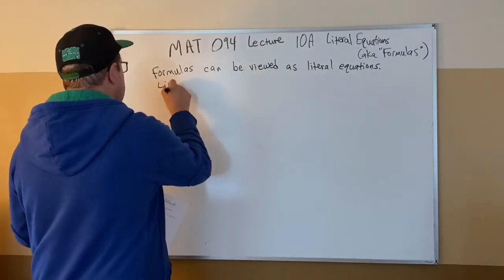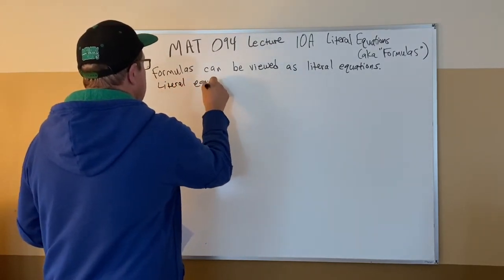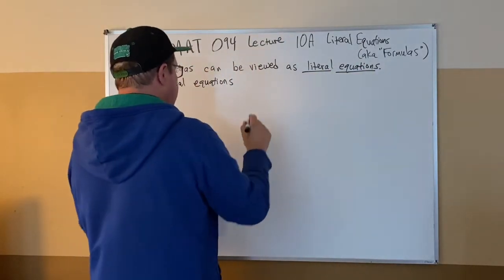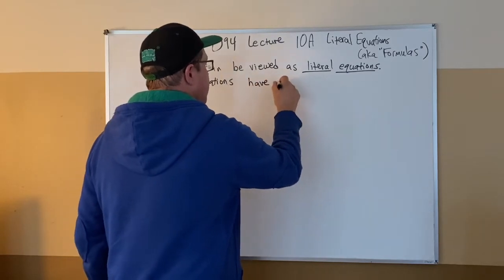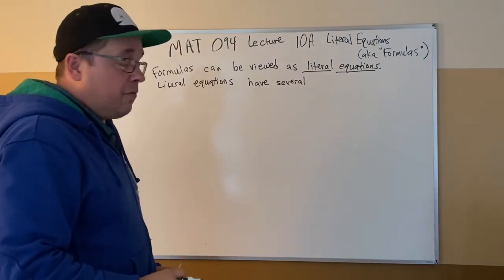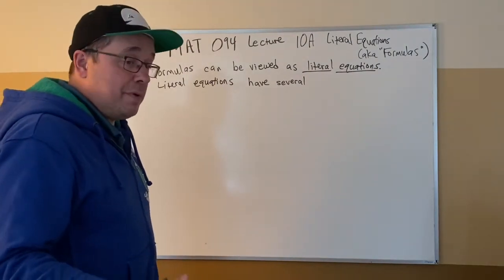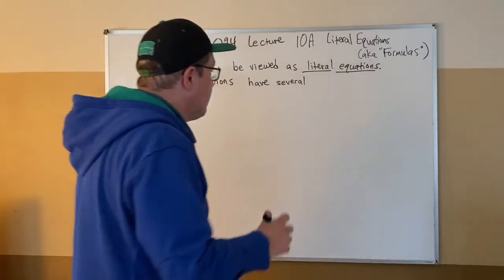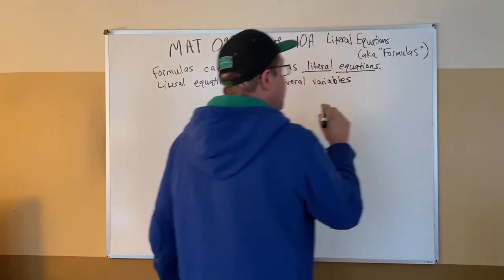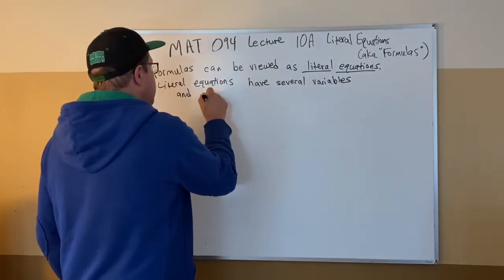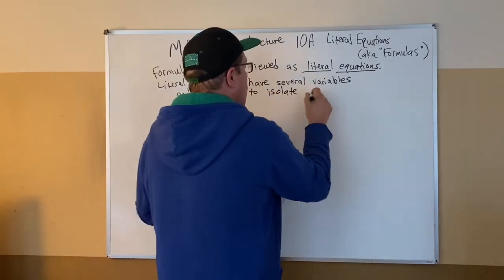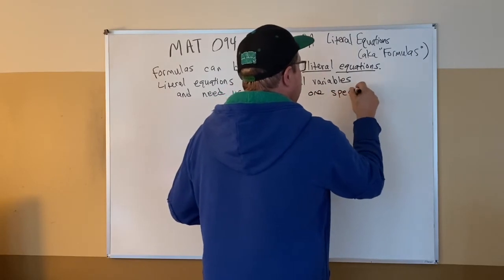Literal equations have several variables. Several means generally more than one, right? One isn't going to work for us, but several could be many or could be two. We'll see. Variables are letters and need us to isolate one specific variable.